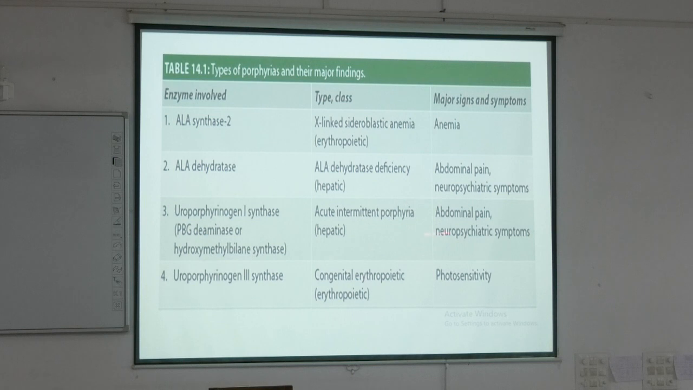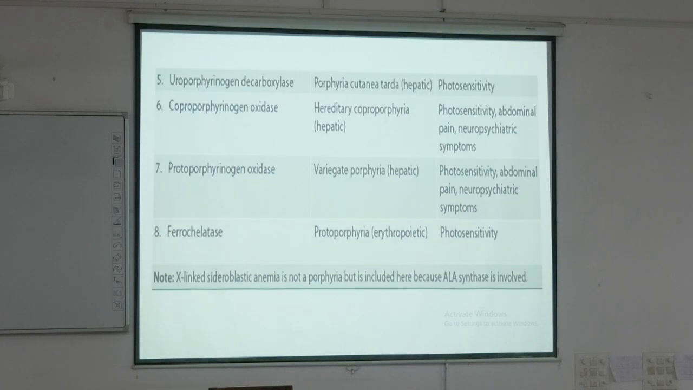What is happening in this condition? They cause abdominal pain and neuropsychiatric symptoms. Why it is caused, we will discuss. But in the case of congenital erythropoietic porphyria, there is photosensitivity, which means the person becomes photosensitive to sunlight. There is damage of the skin. How is it damaged? Coproporphyrinogen decarboxylase deficiency, again photosensitivity symptoms arise.